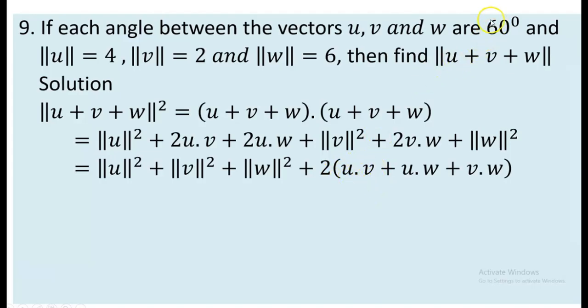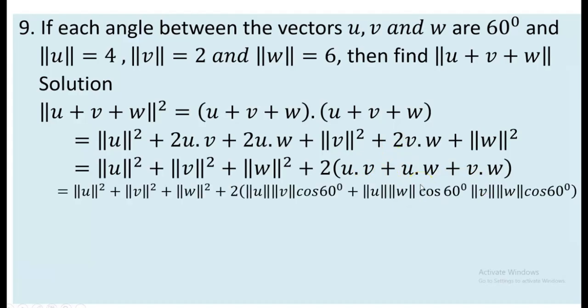But you have been told that the cosine of the angle between the two is cosine of 60, because the angle here is 60, and we knew that cos 60 is 1 over 2. You do the same for each of these 3, because you have been told that the angle between these vectors is 60 degrees. So what comes next is this.